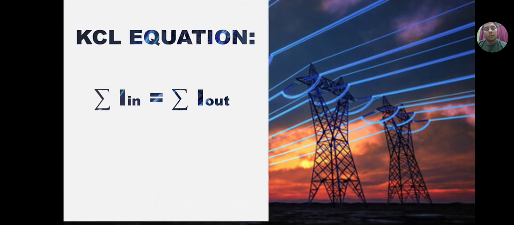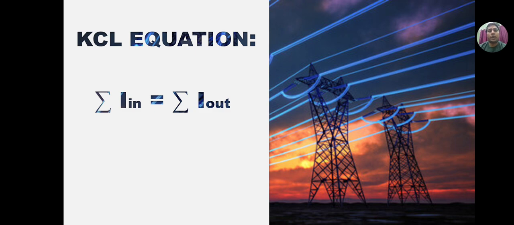Now the next slide tells us about the KCL equation. We can see through the diagram from the previous slide, it is the same. The total current going into a node is equal to the total current coming out from it. So mathematically, KCL can be written as the summation of incoming current equals the summation of outgoing current, or simply, the algebraic sum of currents at a node is 0.